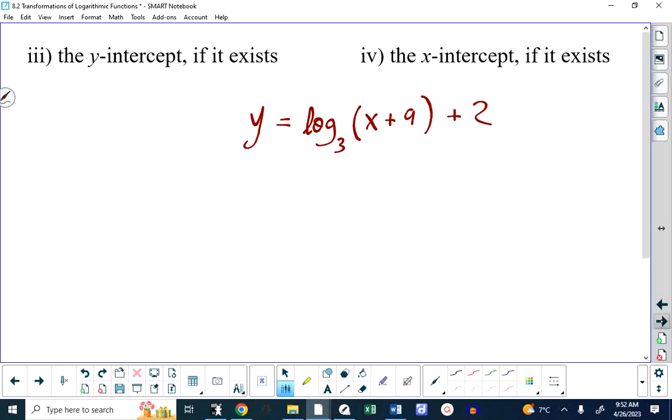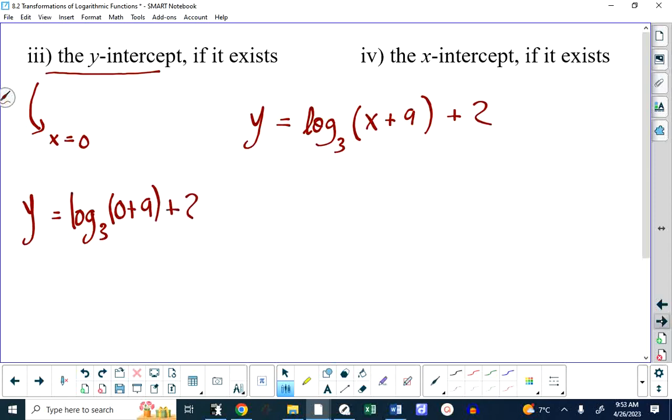Okay, so when you find a y-intercept, it is where x equals 0. So let's put 0 into this equation. Y equals log base 3 of 0 plus 9, plus 2. Well, that's y equals log base 3 of 9 plus 2. And that plus 2 is not inside with the 9. Okay. Log base 3 of 9 is 2, isn't it? Log base 3 of 9 is the exponent to which you raise 3 to get 9. That's 2. So the y-intercept is 2 plus 2, which is 4. And if you look at your graph, that's where the point was, wasn't it?